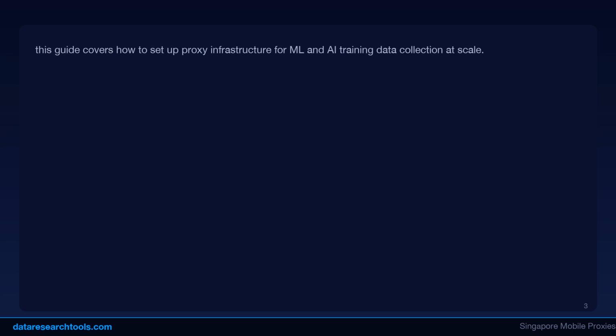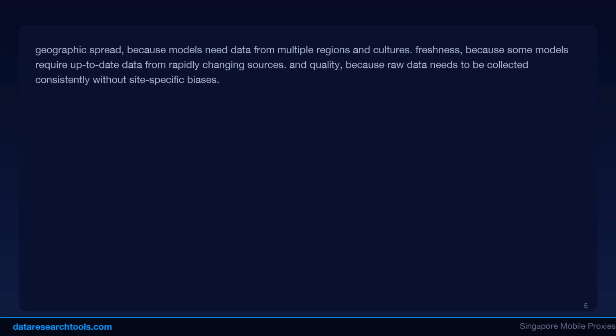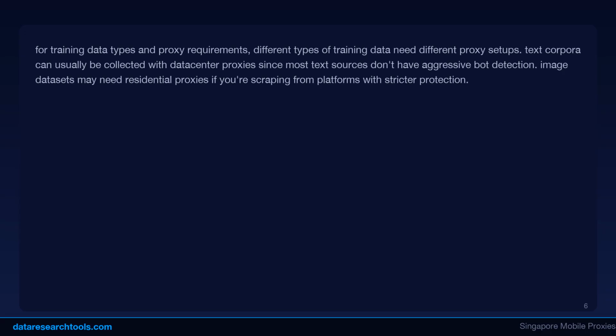Why does ML training data collection need proxies? Training modern AI models requires datasets with millions or billions of data points. Collecting this data from the web presents unique challenges. Volume, because you need millions of samples requiring sustained high-throughput scraping. Diversity, because training data must represent diverse sources, languages, and perspectives. Geographic spread, because models need data from multiple regions and cultures. Freshness, because some models require up-to-date data from rapidly changing sources. And quality, because raw data needs to be collected consistently without site-specific biases.